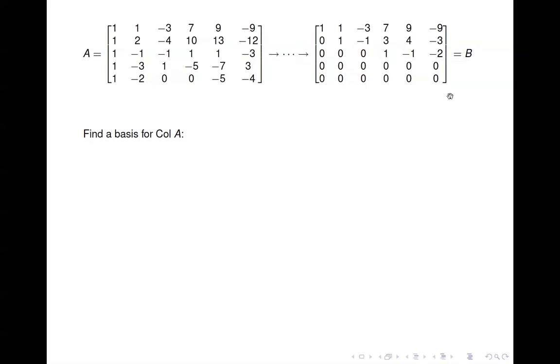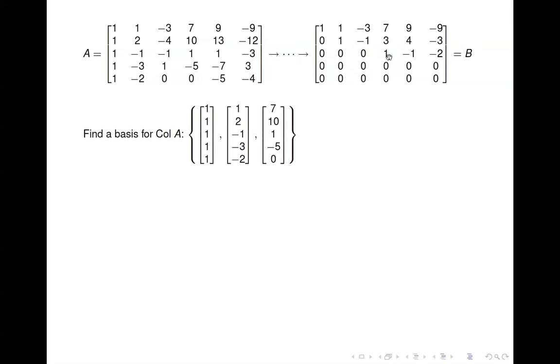Okay, so to get a basis for the column space of A, we look at B, and we can see that there's a pivot position in the first column, the second column, and the fourth column. So we choose those columns out of A, first column, second column, and the fourth column, and that's a basis for the column space of A. So the dimension of the column space of A is the number of vectors in this basis, which is 3.